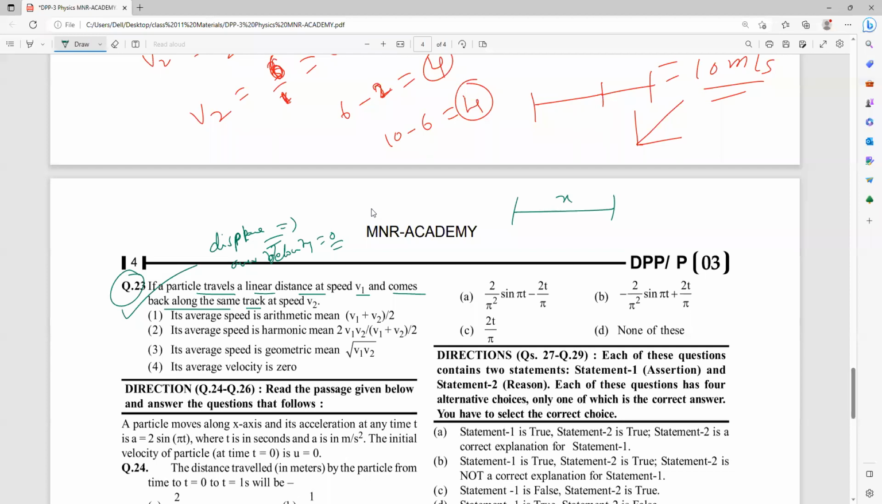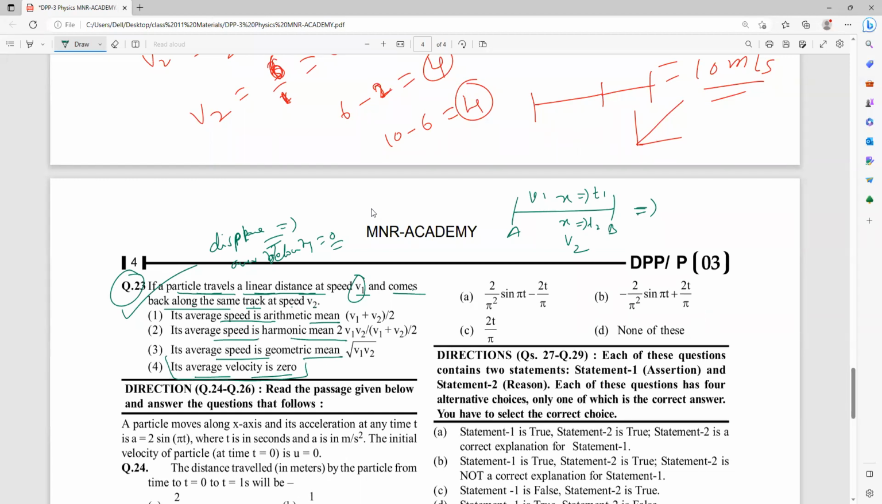U plus half at, yes. Verify, I have taught you. The distance from A to B is x and B to A is also x. Let me take the time of travel for the first as T1 and for the second as T2. Now they are saying that the particle travels a linear distance at speed v1 and comes back along the same track at v2. Now they are asking: the average speed is the arithmetic mean of, the harmonic mean of, the geometric mean of, or the average velocity is 0.